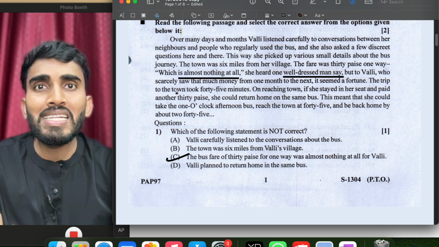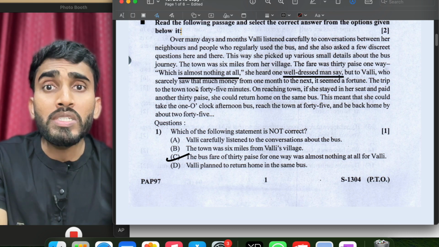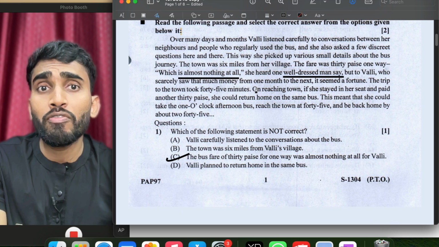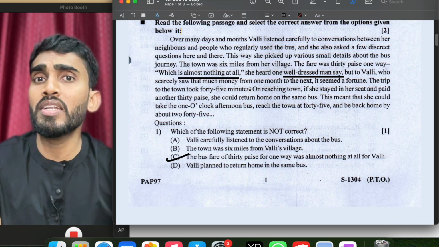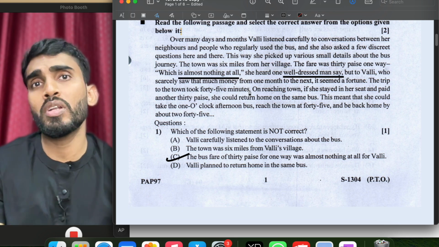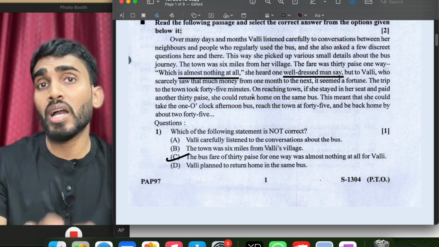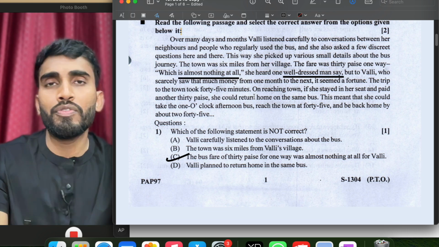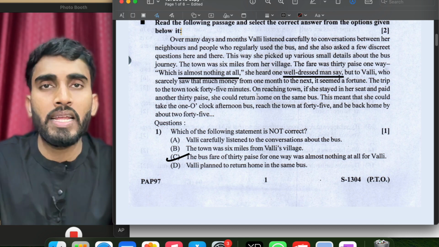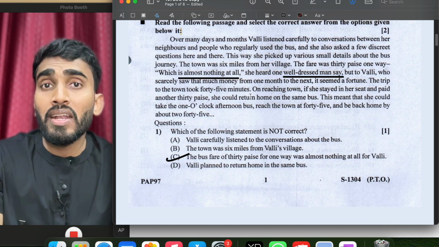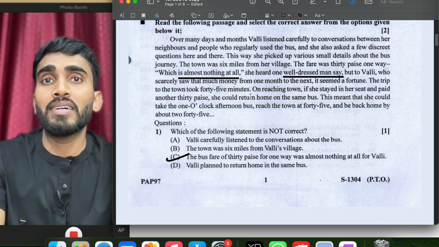If we see scarcely, how is scarcely used in the sentence? Valli, who scarcely saw that much money from one month to the next. This could mean only sometimes, that Valli saw that much money only sometimes from one month to the next. So this will give you the idea about the correct answer. Even if you have not read your First Flight in so much detail, you can attempt this kind of question and get the correct answer.